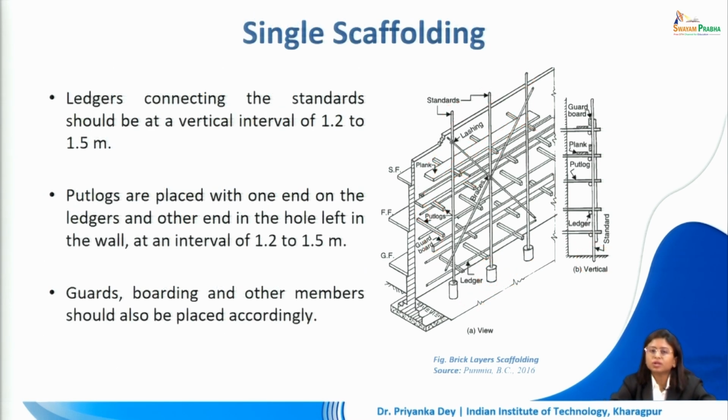The ledgers which are used in single scaffolding are connecting the standards. They should be kept at a vertical interval of 1.2 to 1.5 meter. So like between the standards we had 2 to 2.5 meters distance, here vertically between the ledgers, that is this distance, this will be limited to 1.2 to 1.5 meters. The guards, boarding and other members should also be placed accordingly.